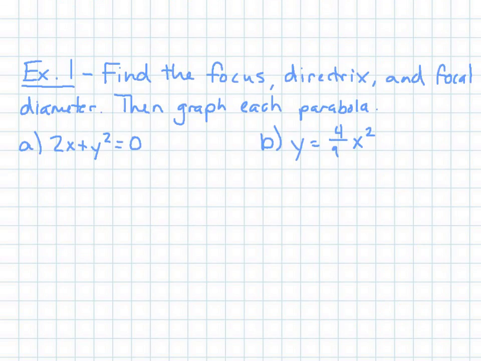Example 1 says find the focus, directrix, and focal diameter, then graph each parabola. For letter A, you have 2x plus y squared equals 0. To move forward from here, you need to have it in the proper position, so we need to get y squared by itself. I need to subtract both sides by 2x.